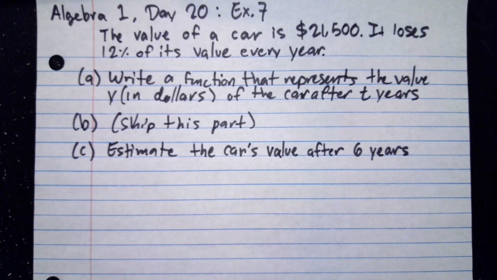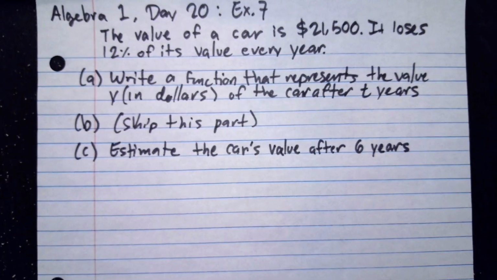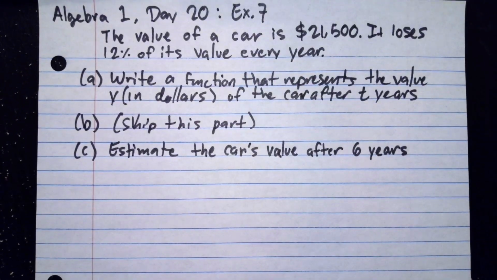Hey everybody, so we are going to be working on the last example for day 20 of Algebra 1 notes. It says the following: the value of a car is $21,500. It loses 12% of its value every year. Write a function that represents the value y in dollars of the car after 2 years.